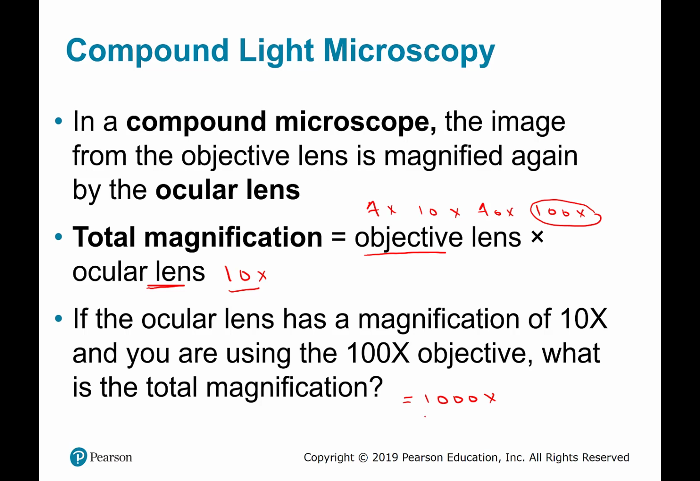And this is going to be the magnification power that's going to allow you to visualize the microorganisms that you would stain in a laboratory. And so it's important to know how to calculate total magnification and also know how to use the compound light microscope.